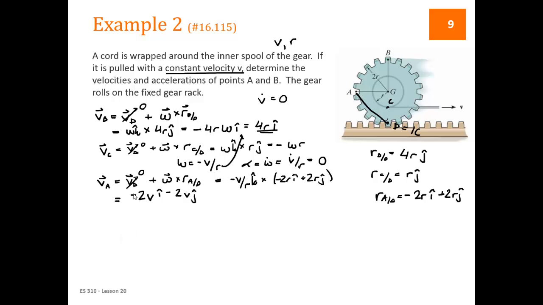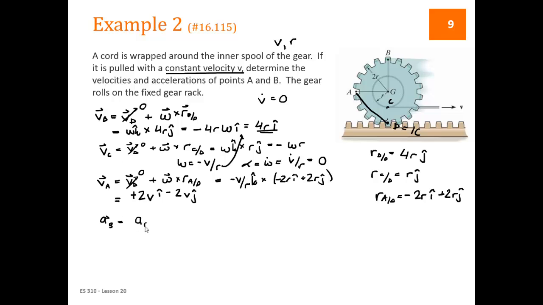So this is a positive. Okay, so that is VA then. So those are the velocities. Now we're going to do the same thing for the accelerations. So we've got acceleration B equal to acceleration G, which is the center point of the wheel.